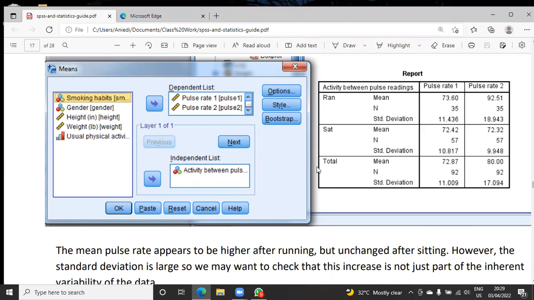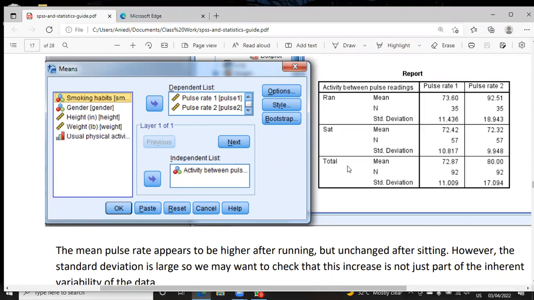So this is the kind of analysis you can go further with. If I'm to work on this data, having this variable, and I want to see which activity contributes more to increase in pulse rate, I will use the paired t-test.